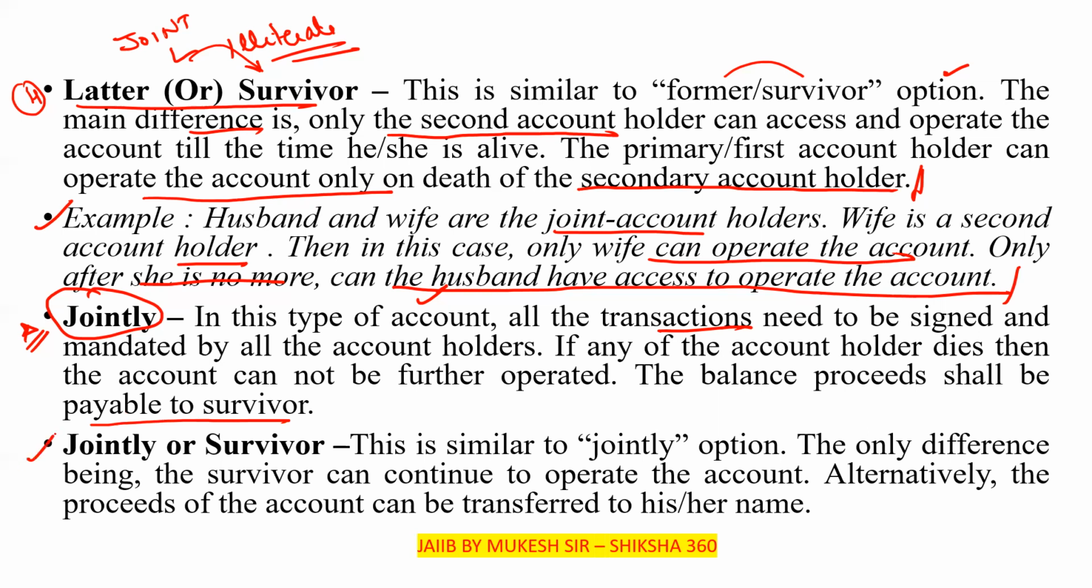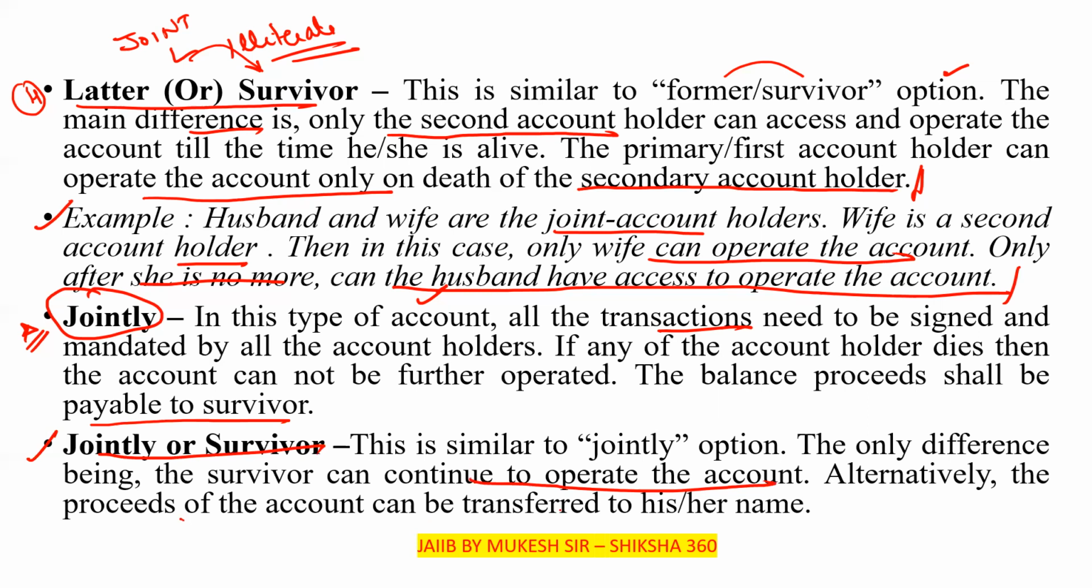Next one, that is jointly or survivor. So this is similar to the jointly option. The only difference is that in the case of jointly, the person cannot continue the account, but in the case of jointly or survivor, the survivor can continue to operate the account.